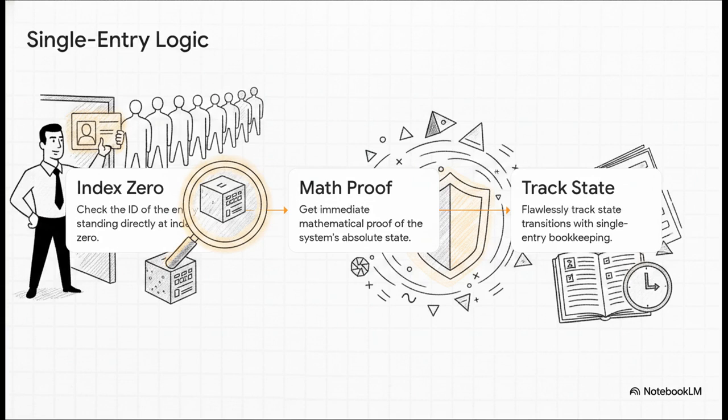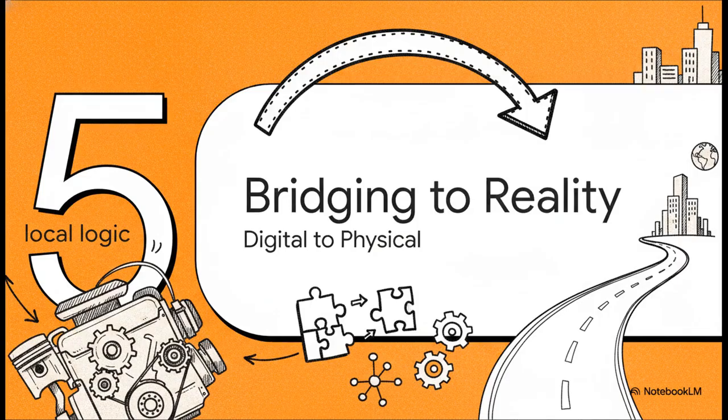By querying only index 0, the system gets immediate mathematical proof of the absolute state. This unlocks incredibly efficient single-entry bookkeeping. There's zero ambiguity. It's either mathematically true or it isn't, and it saves massive amounts of compute by entirely bypassing those bloated historical scans.